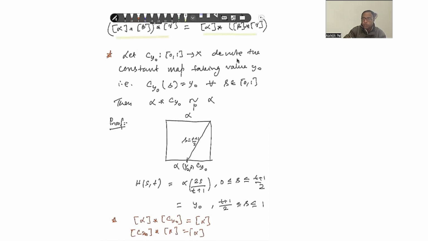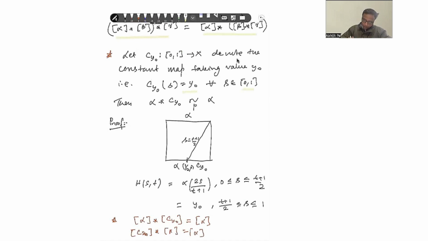Okay, so our goal is to define the fundamental group. In the group, we need an identity element. To produce that identity element, we'll be needing this constant map. So let's see why not this constant map, taking the value y naught. So c of y naught at s is equal to y naught for all s belonging to this closed interval 0, 1.